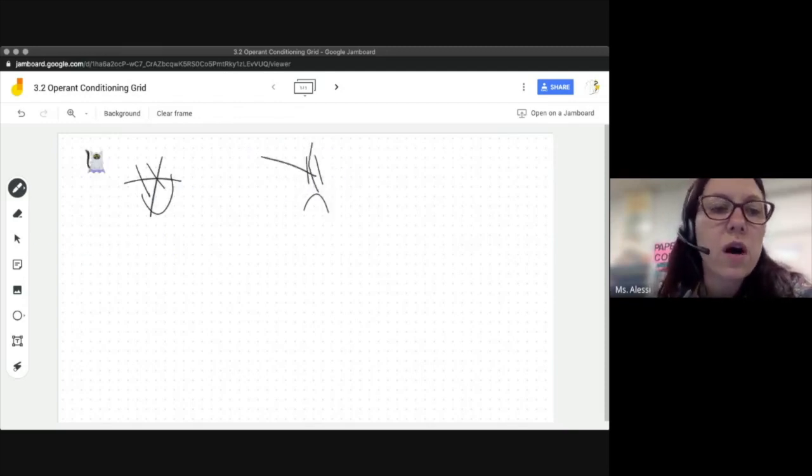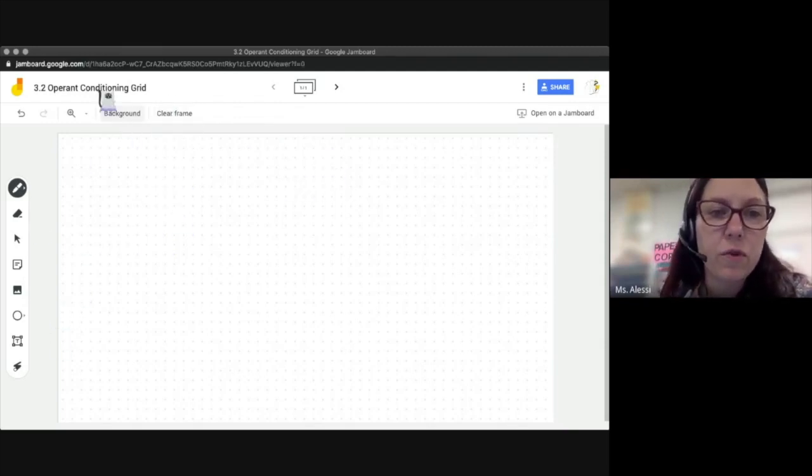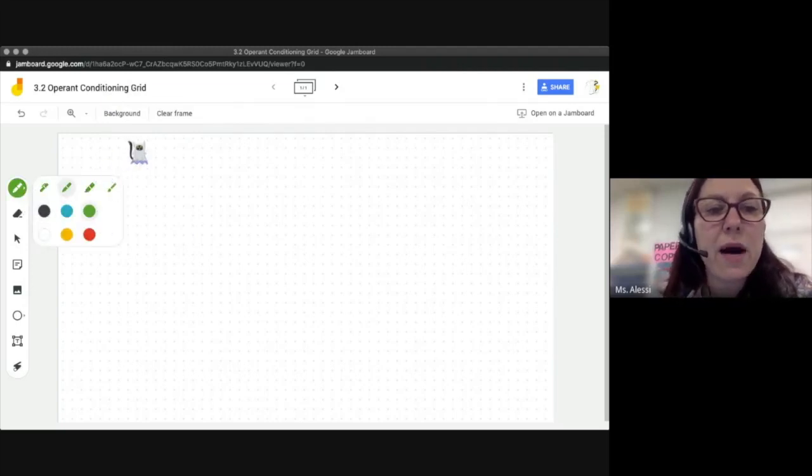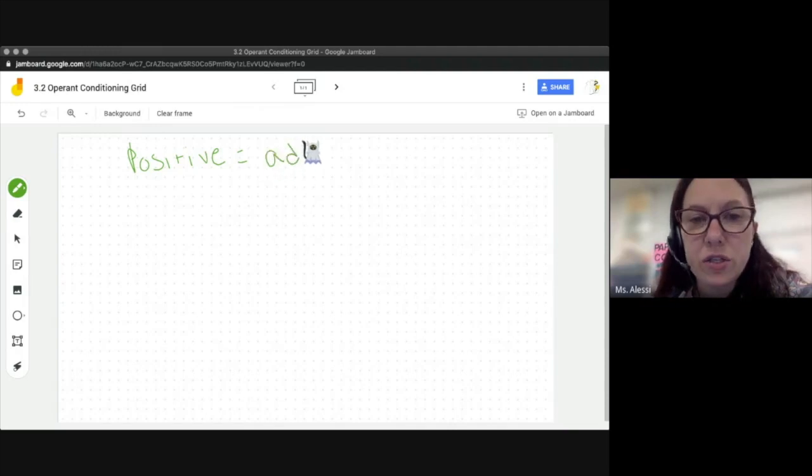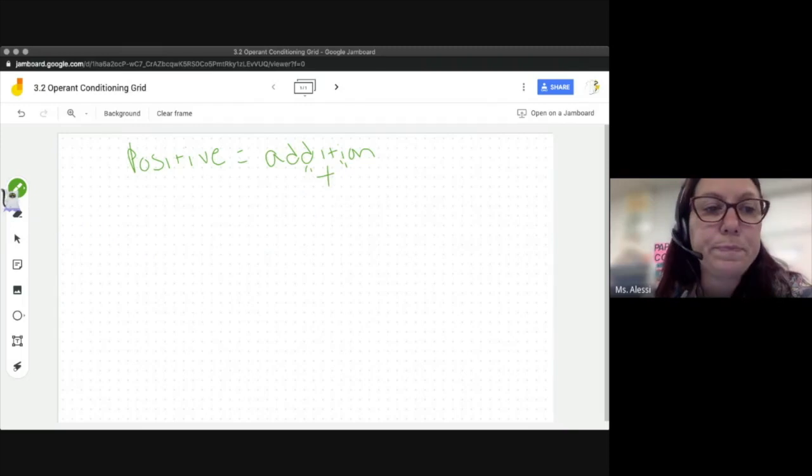So when we're talking about positive and negative reinforcement, we have to remember that we're going to talk more in math terms. So positive is going to equal an addition to something. I'm adding, right? I'm adding a stimulus. I'm adding something to increase the behavior or decrease the behavior. So positive is talking about an addition.